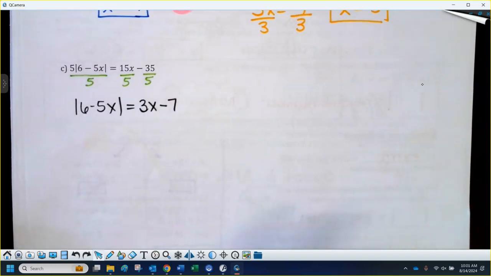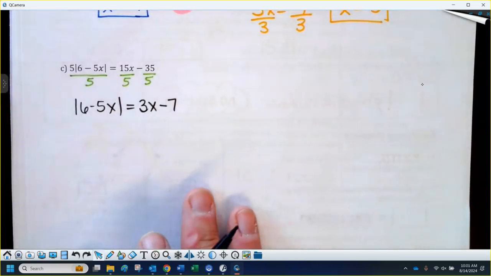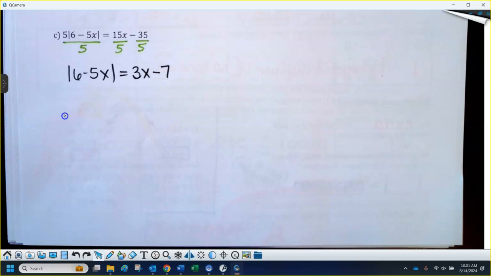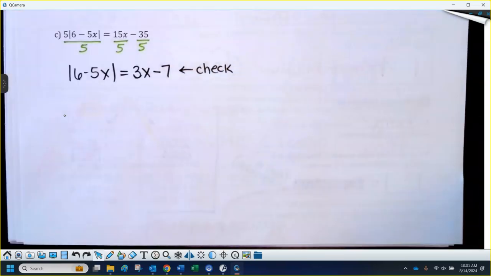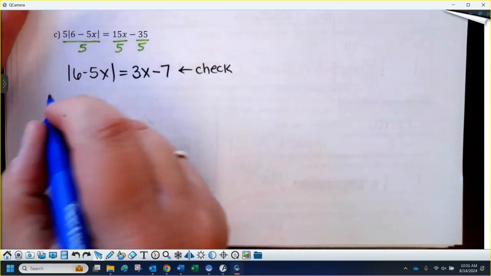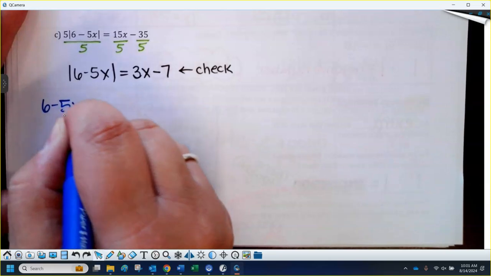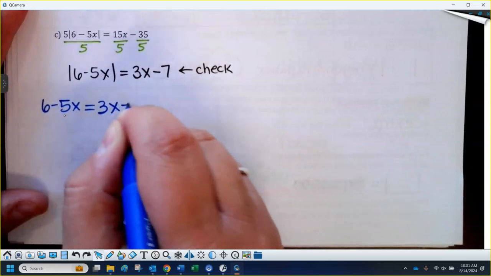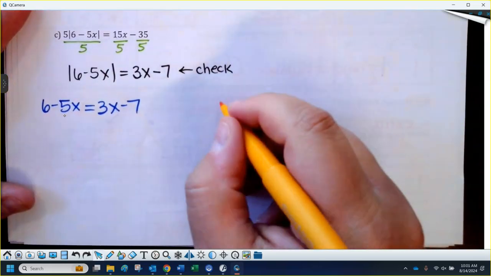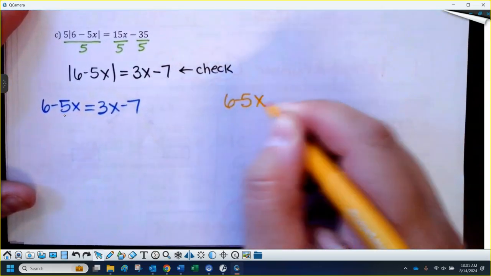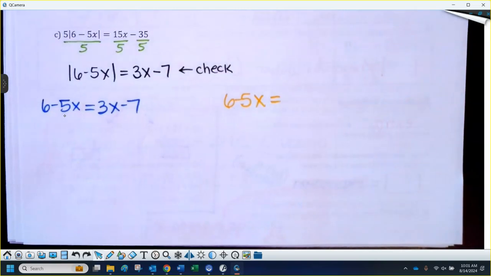Once you've got your absolute value alone, this is where I would go back to check my answer. Don't go back to the original problem. Go back to where you have your absolute value by itself. So this is where I would check my expression. But I'm going to go ahead and break it into those 2 equations. So just drop your absolute value, just copy 3x minus 7. And then your other equation, again, just drop your absolute value, but now we've got to do the opposite of that expression.